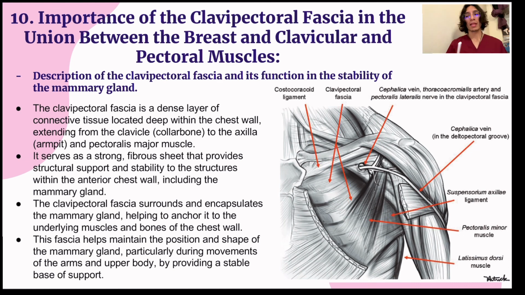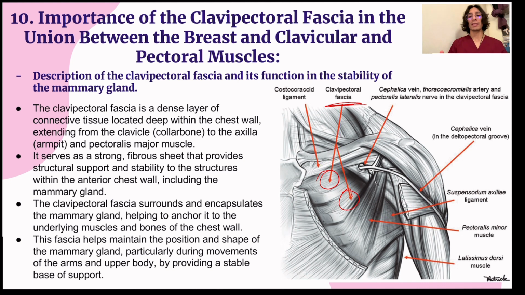Now, importance of the clavipectoral fascia in the union between the breast and clavicular and pectoral muscles. Okay, the clavipectoral fascia, here you can see the clavipectoral fascia, is a dense layer of connective tissue located deep within the chest wall, extending from the clavicle, collarbone, to the axilla and pectoralis major muscle. It serves as a strong fibrous sheet to provide structural support and stability to the structures within the anterior chest wall, including the mammary gland.